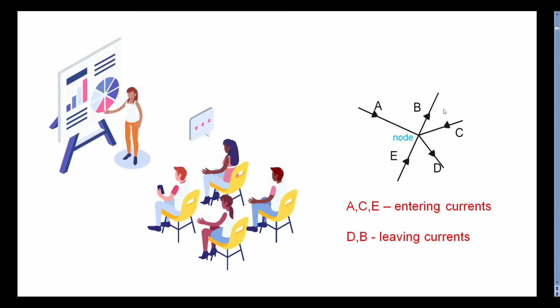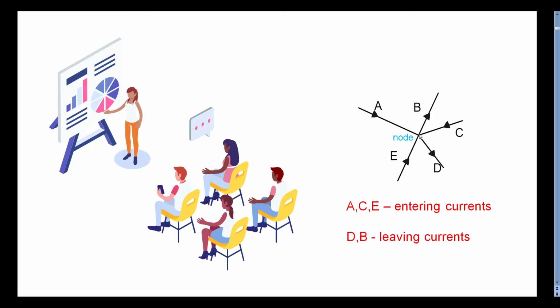Here a circuit is shown. In this circuit, 5 straight lines are there. You can assume those straight lines as elements, and they are all connected to one common point. This common point is said to be a node. Here these 5 elements are connected to one common point. That common point is said to be a node.